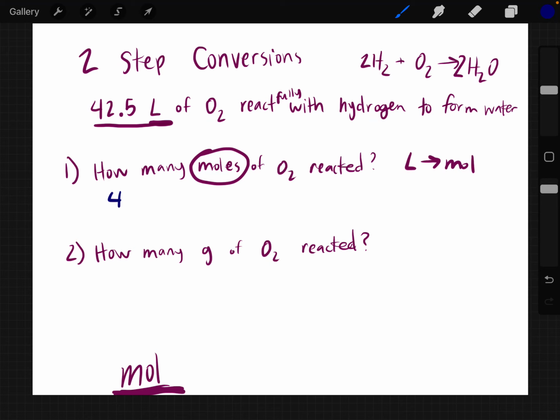I'm always going to start these problems by putting my given with my unit and my substance all over 1. And then I'm going to multiply by a conversion factor.